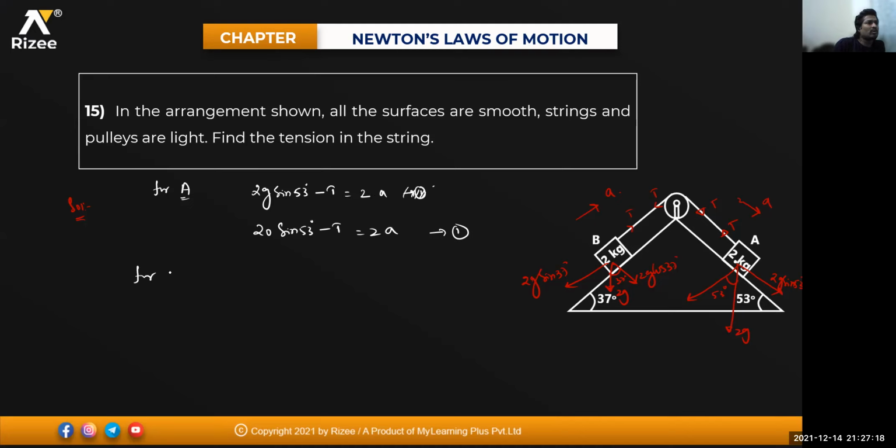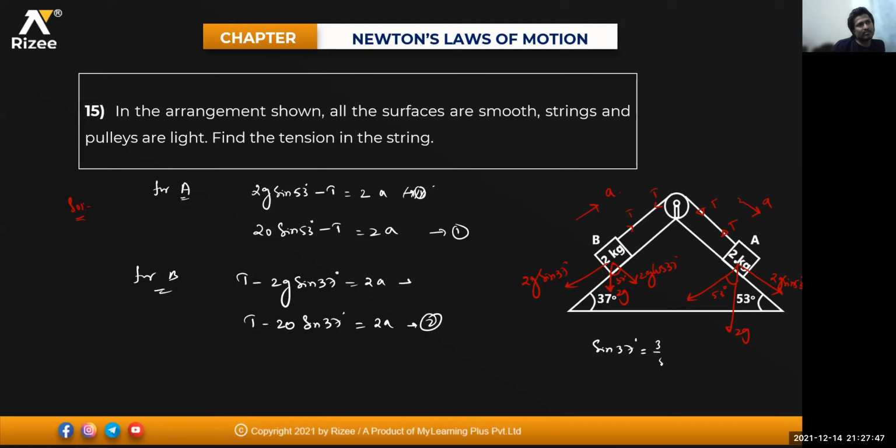For block B, B is moving in the upward direction, so it is T minus 2g sine 37 equals 2a. That means I can write this as T minus 20 sine 37 equals 2a. Equation number 2. Sine 37 is how much, beta? 3 by 5. Okay.